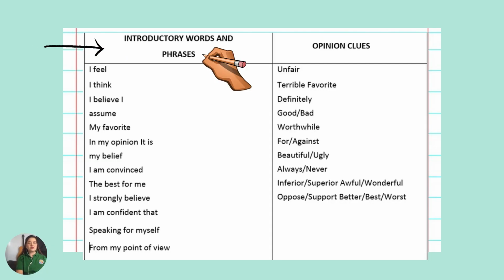All right, so these are the introductory words and phrases on the first column. And on the second column are what we call opinion clues. Okay, so you may go back to this list and we will proceed to the next slide.